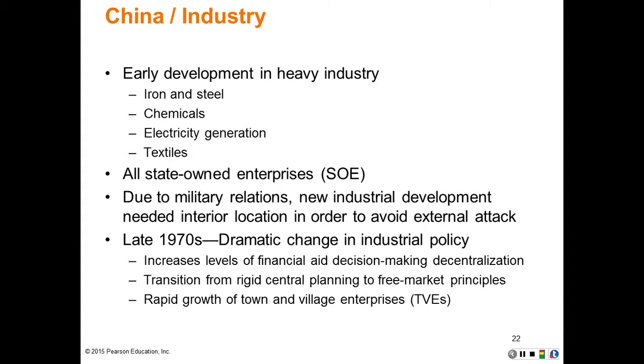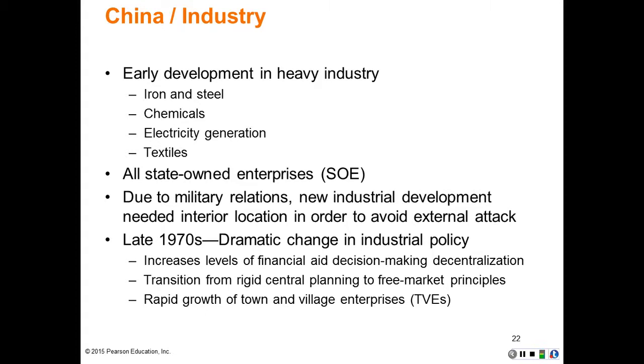China's early industrial development was in heavy industry, including iron and steel, chemical manufacturing, electricity generation, as well as textiles. All are state-owned enterprises, meaning industry driven by either the national government or more typically regional government enterprises. Due to military relations, new industrial development needed an interior location to avoid external attack, and so much of the military industrial complexes have been developed further inland, although still in the east.